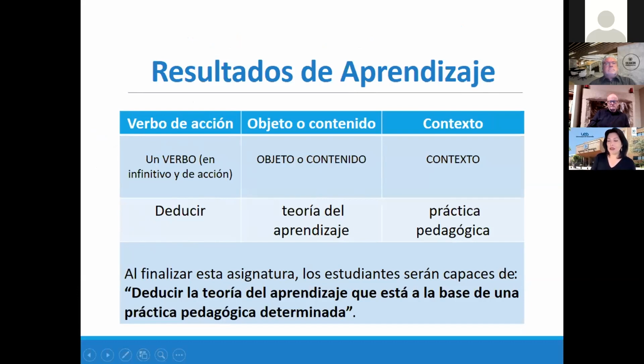Y nosotros decimos que en este curso uno de los resultados de aprendizaje tiene que ver con deducir la teoría del aprendizaje que está a la base de una práctica pedagógica determinada. Si dice deducir la teoría de aprendizaje, significa que el alumno no tiene que contarnos de todas las teorías del aprendizaje, no tiene que describir a los autores, ni todos los conceptos clave. De alguna forma ya el resultado de aprendizaje nos dice que si tiene que deducir algo, una teoría de aprendizaje, en una práctica pedagógica, parece que tenemos que mostrarle prácticas pedagógicas a través de video, a través de un caso, a través de la observación en vivo de profesores, y sobre eso el alumno tiene que determinar qué teoría del aprendizaje está a la base de esa práctica. Entonces el resultado de aprendizaje ya nos dice que no le podemos poner solamente preguntas memorísticas, porque no es lo que está pidiendo, es una habilidad al menos de análisis.